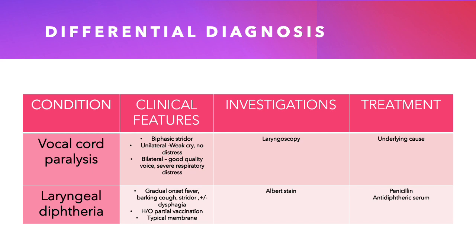You can make the diagnosis by laryngoscopy, and then you have to identify the cause and treat the underlying cause. Laryngeal diphtheria, though uncommon, is still seen in our region, and it is characterized by gradual onset of fever, barking cough, stridor, which may or may not be associated with dysphagia. There will be a history of incomplete vaccination against diphtheria, and on examination you can see a typical diphtheric membrane which on detachment bleeds. It can be confirmed by Albert stain, and the treatment is penicillin and anti-diphtheric serum.